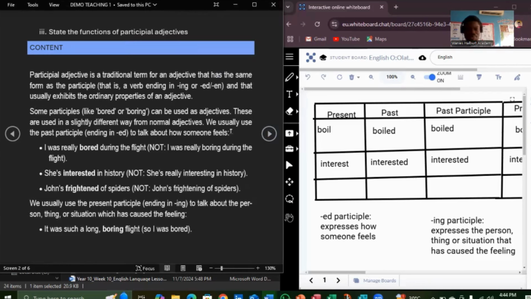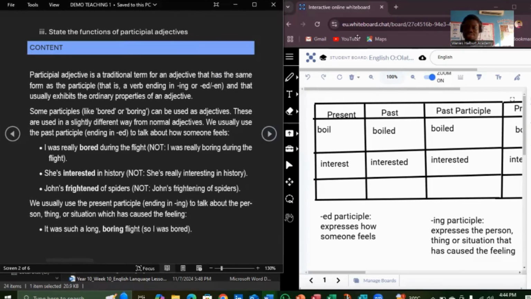Now, what is a participial adjective? It is a kind of adjective that has the form of a verb, but performs the function of an adjective. Now, as we have it here, it is a traditional term for an adjective that has the same form as the participle and that usually exhibits the ordinary properties of an adjective.